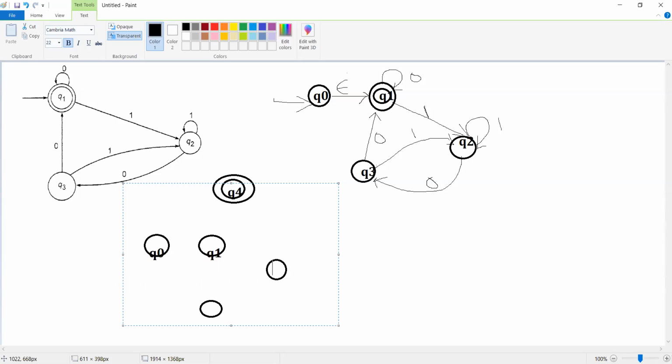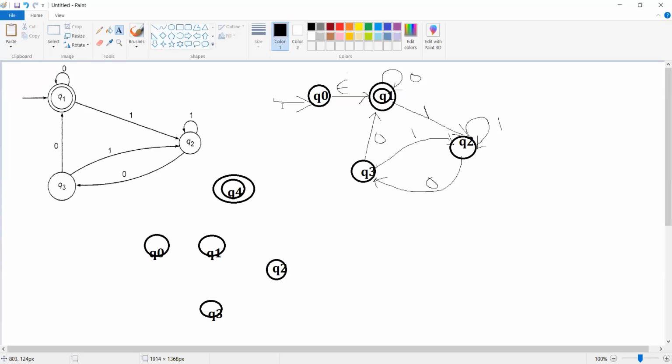So this is Q2, and this is Q2 and Q3. Okay. Now the next thing we have to do is specify the transitions. Q0 is the initial state, so Q0 to Q1 we have the epsilon transition, no problem. Then, as I already told you, from the old final state to the new final state we need to give the epsilon transition.